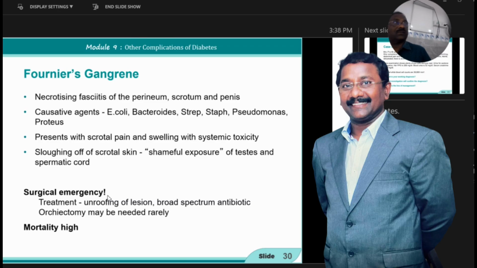Surgical emergency. So treatment is unroofing of the lesion, broad spectrum antibiotics, and orchiectomy may be needed, not rarely. Most of the times they do orchiectomy in Fournier's gangrene because almost all of the testis and the spermatic cord are exposed. Again the mortality will be very high. Again the treatment here is intensive control of the diabetes, provided the patient is a diabetic. So don't allow any of your diabetics' blood sugar to go more than 180.